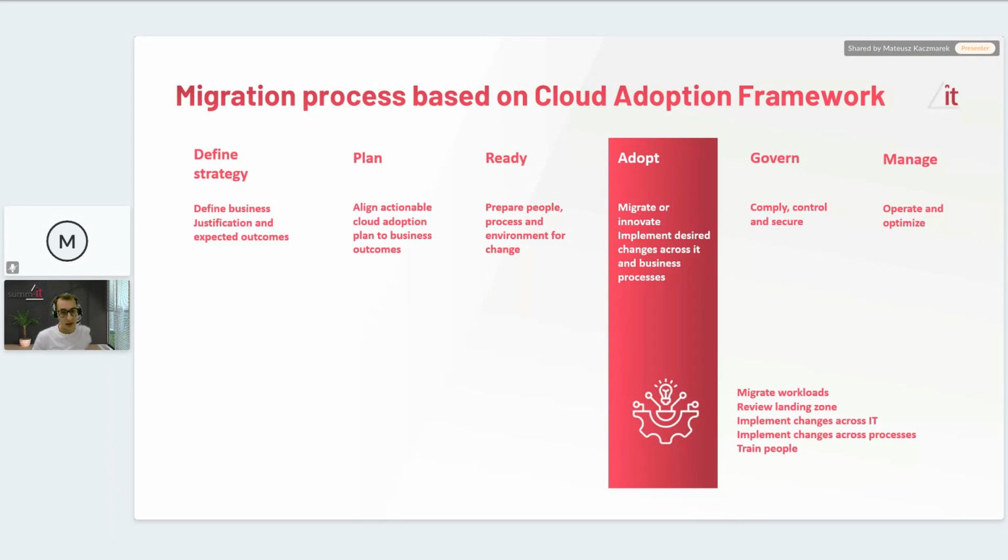By the end of the adapt phase, we should have key workloads running in the cloud, fully tested and fully functioning as we expected. And with the flexibility to adjust landing zones along the way, we can ensure that our cloud environment is optimized and ready to scale.